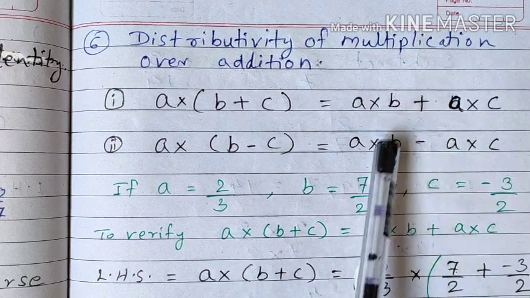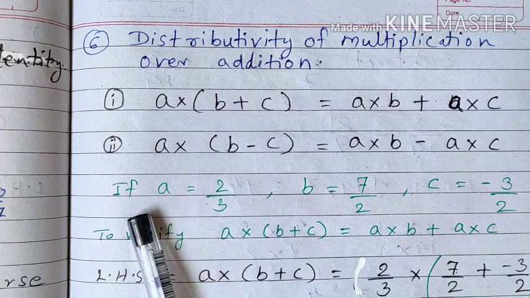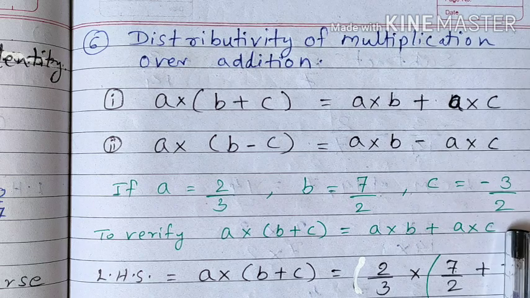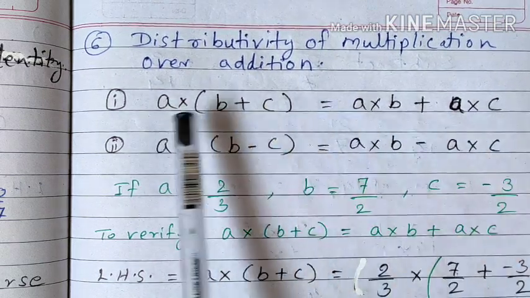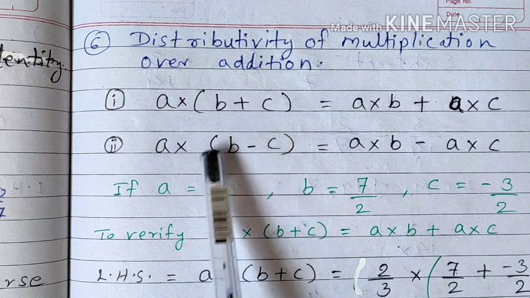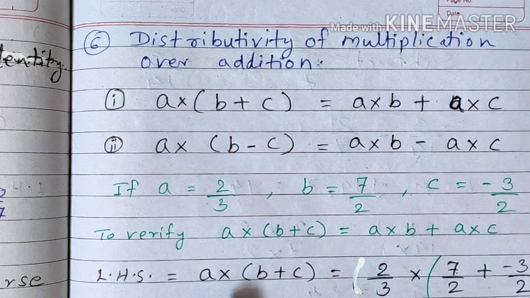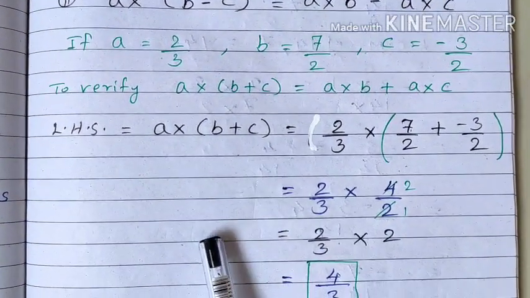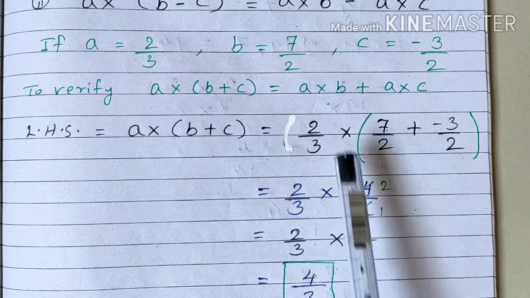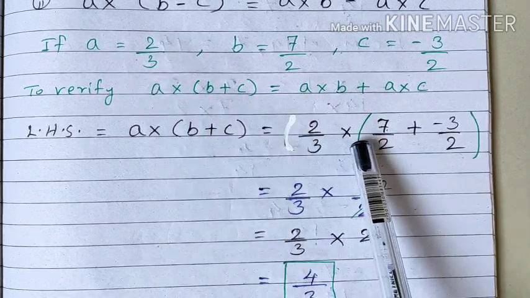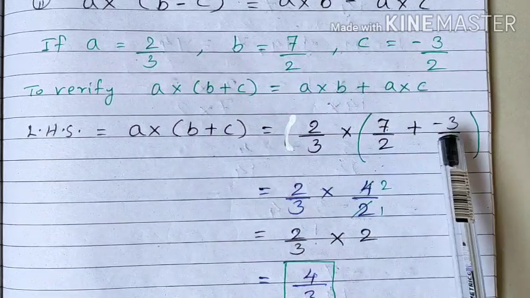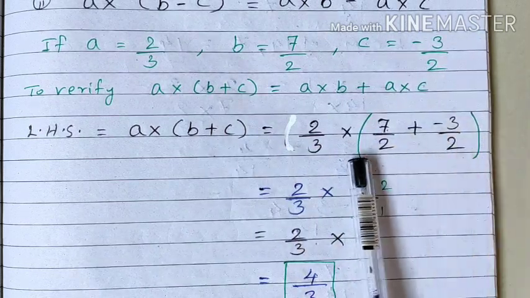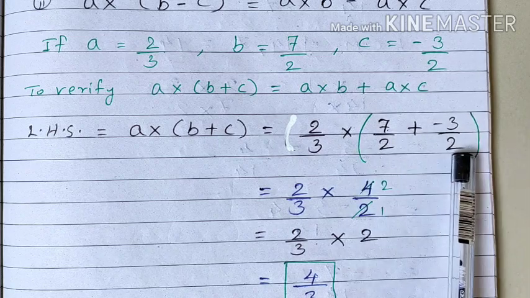To understand these properties, we have taken an example here. a is 2 by 3, b is 7 by 2 and c is minus 3 by 2. We are verifying this first property. Let us take the LHS part: a in the bracket b plus c. So put the values of a, b, c over there. a is 2 by 3 in the bracket b, 7 by 2, plus c. c means what? Minus 3 by 2.